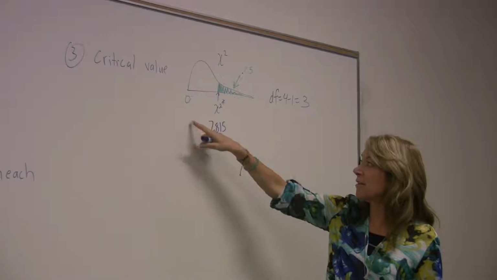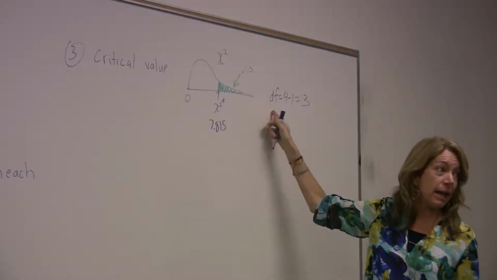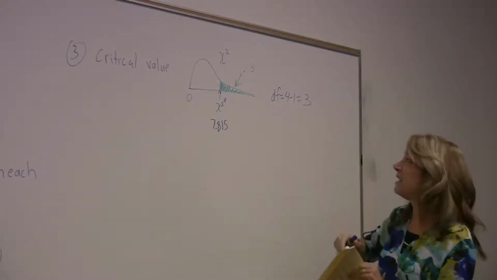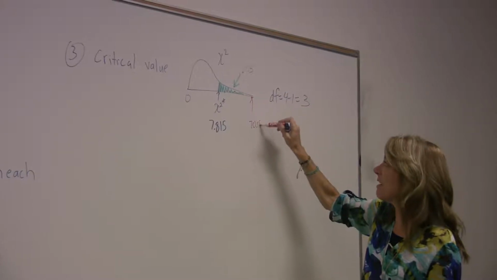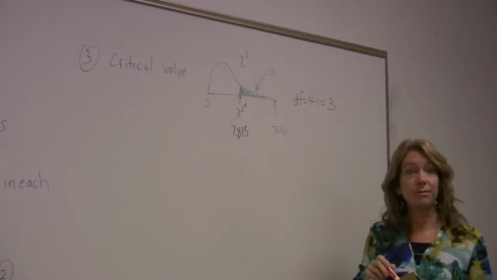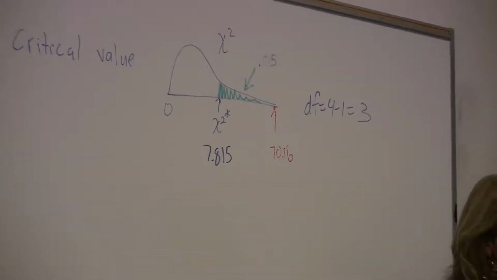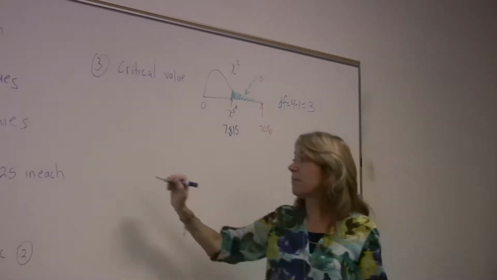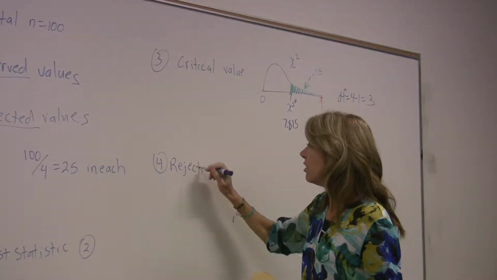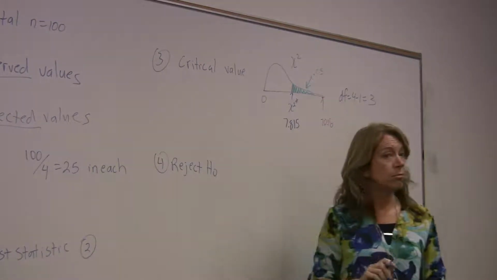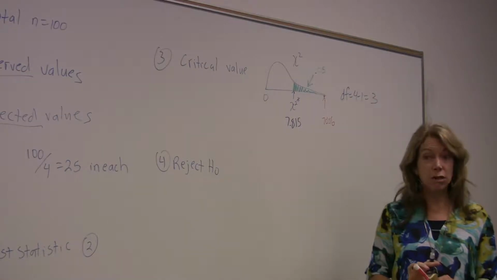So this started at 0, this is 7.8. Obviously 70.16 is way out here, off the end of my board probably. I'm going to mark it over here because I don't have enough room, but do you agree that 70.16 is definitely to the right of that somewhere? So right there, that's enough information to tell me to reject H0. That's my step 4. Reject H0, because I'm in the rejection region, the critical region.